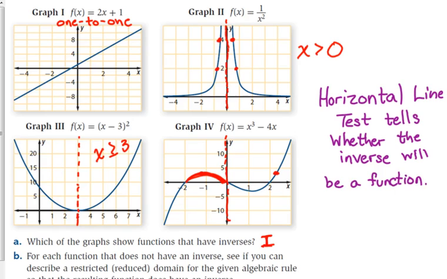Like with graph number two, if I put a horizontal line on here, it fails because it touches the graph in two places, unless I restrict the domain. Same thing with graph number three. You can put the horizontal line wherever you want to, really. You should move it along the graph, but it fails because it touches the function in two places. So the inverse will not be a function if it fails the horizontal line test. Just like the vertical line test, it's just the other way.